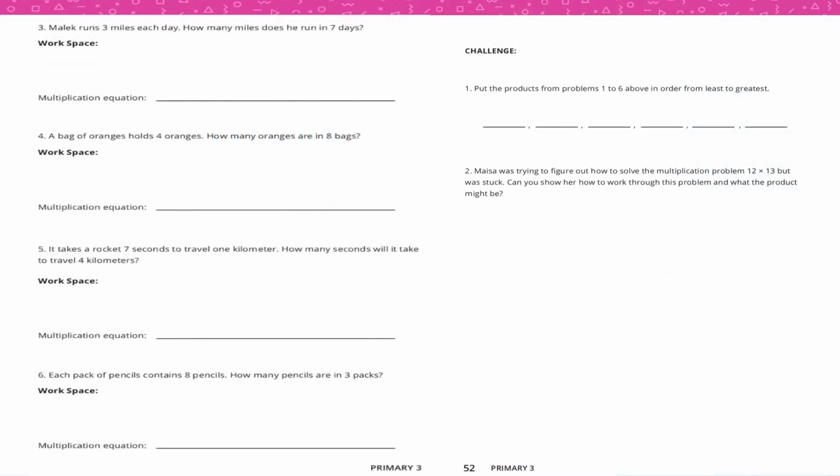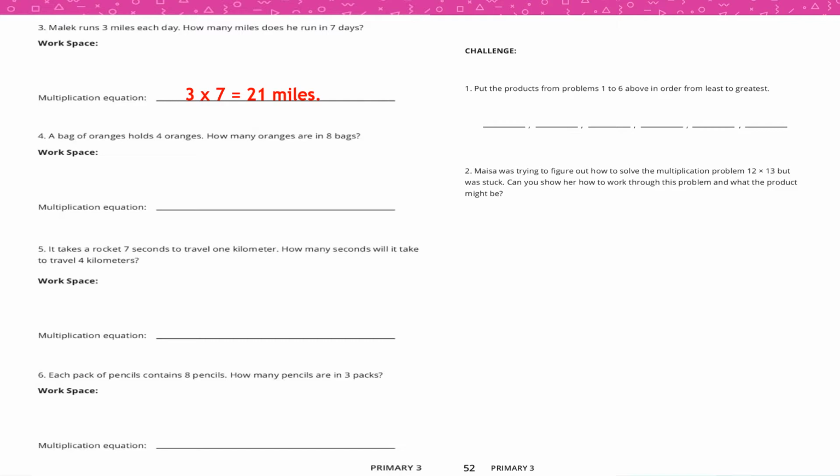Malik runs 3 miles each day. How many miles does he run in 7 days? In one day, he runs 3 miles. Okay, in 7 days, how many miles does he run? So here, 3 miles are repeated 7 times. So it will be 3 times 7 equals 21 miles.